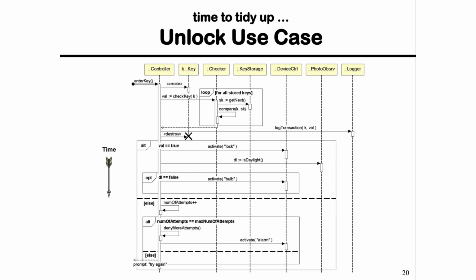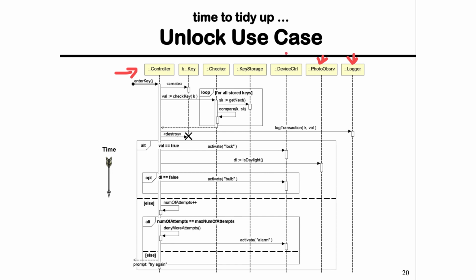So this is a near-complete sequence diagram for the use case unlock. If you can see here at the top, we do have objects. We have the controller object, key object, checker, key storage, device control, photo observer, and logger. So here, for instance, the photo observer object could be something that processes the camera feed from your home. Logger could be some component that writes to your database or file that logs some information.